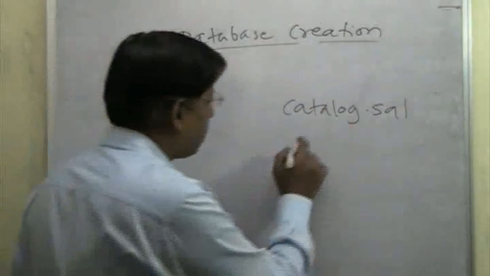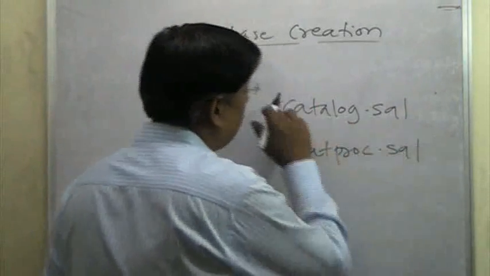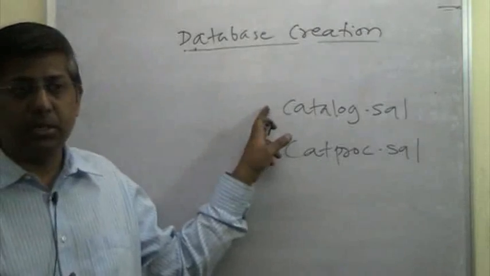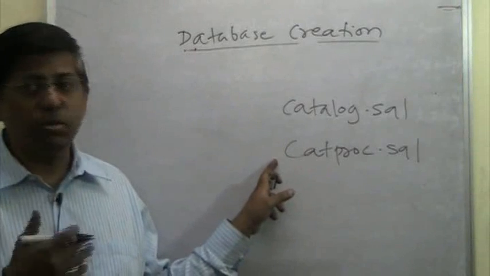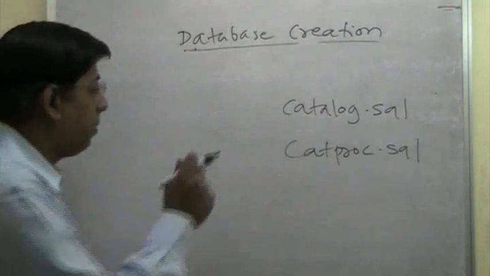There is another file called catproc.sql. These two files are very critical. This will create the catalog database, that means the data dictionary views, and this will create the stored procedures and functions which are useful for DBAs. All this is developed by Oracle.